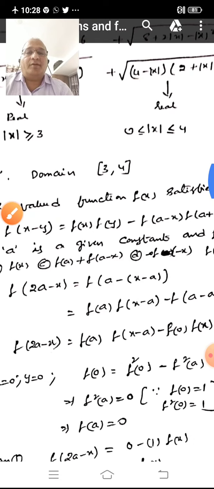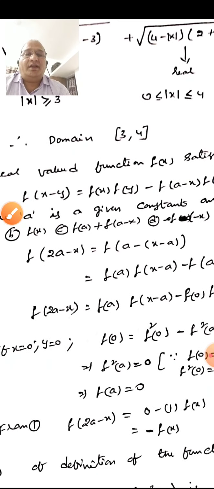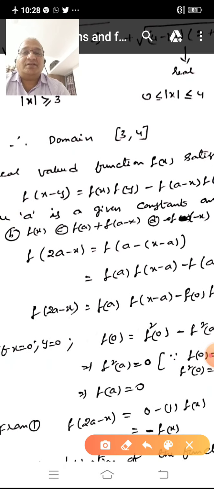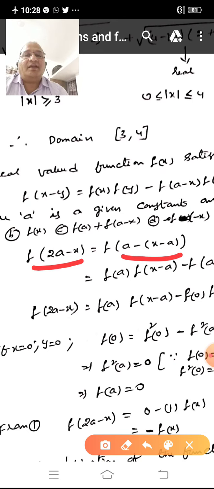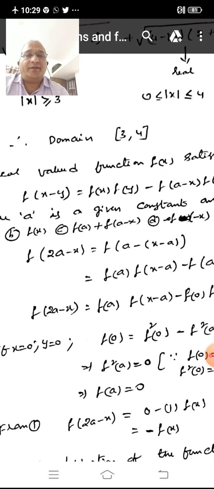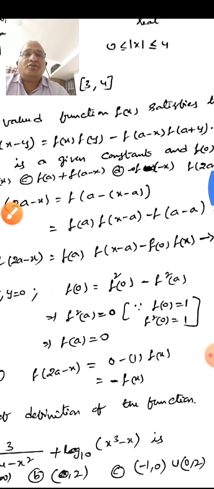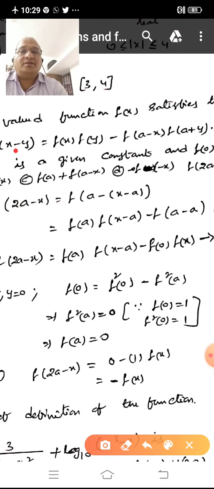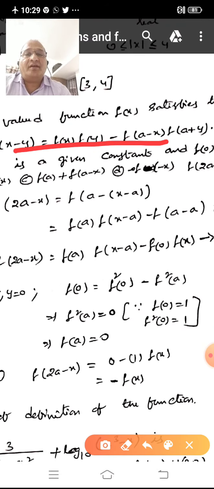Now come to the problem. Here we need f of 2a minus x. I written this as a minus of x minus a. If you expand, you will get 2a minus x only. Now I used the definition. This definition I am using here. In place of x I kept a, and in place of y I kept x minus a.